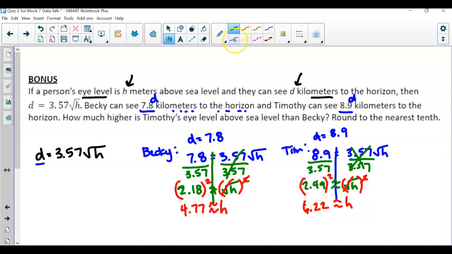Now we need to know how much higher is Timothy's eye level than Becky. So if Timothy is at 6.22 and Becky is at 4.77, what do we need to do last to figure out how much higher Timothy's eye level is? Subtract. So all you now have to do is subtract those two approximations and you get approximately 1.45 meters.